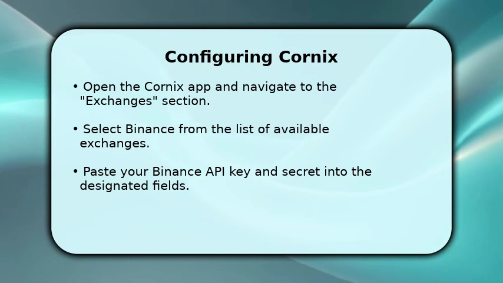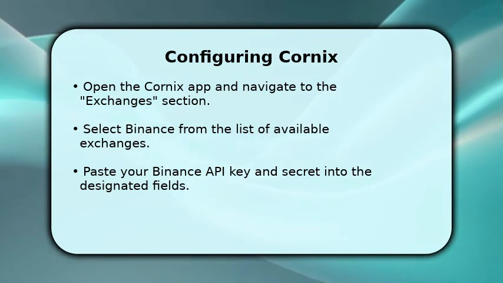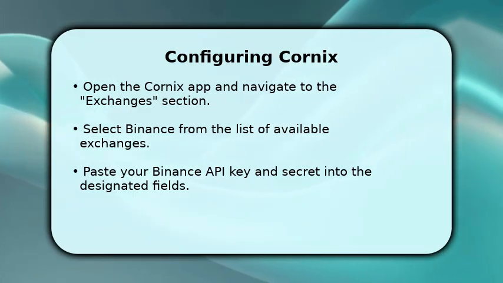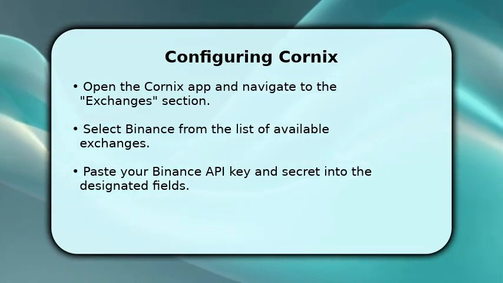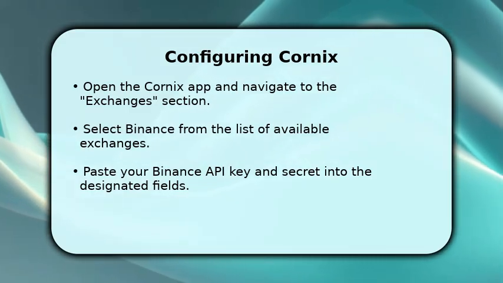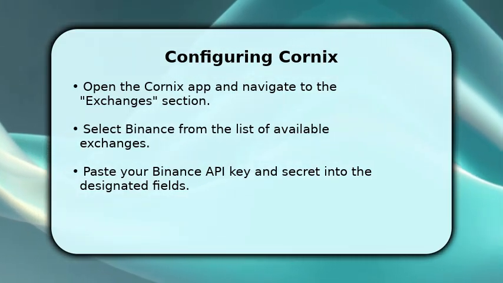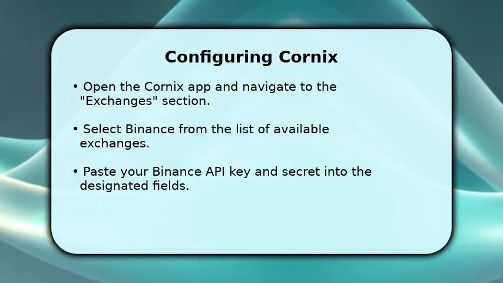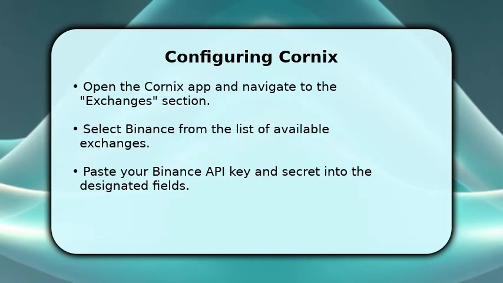Now, open your Cornix application on your device. Within the app, locate and tap on the Exchanges menu option. From the list of available exchanges, select Binance. You will then be prompted to enter your previously generated Binance API key and secret. Paste these credentials into their respective fields to establish the connection.